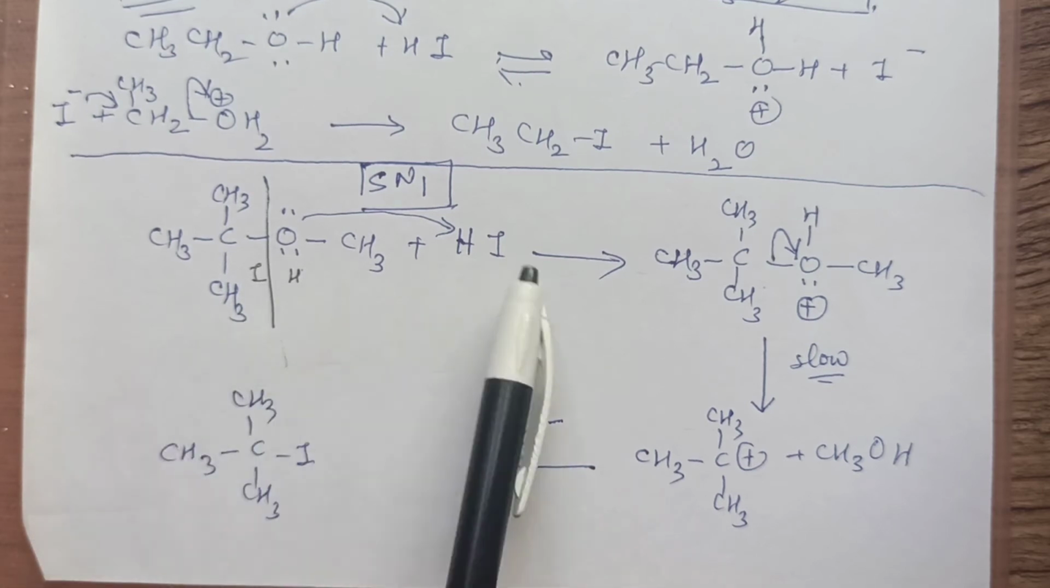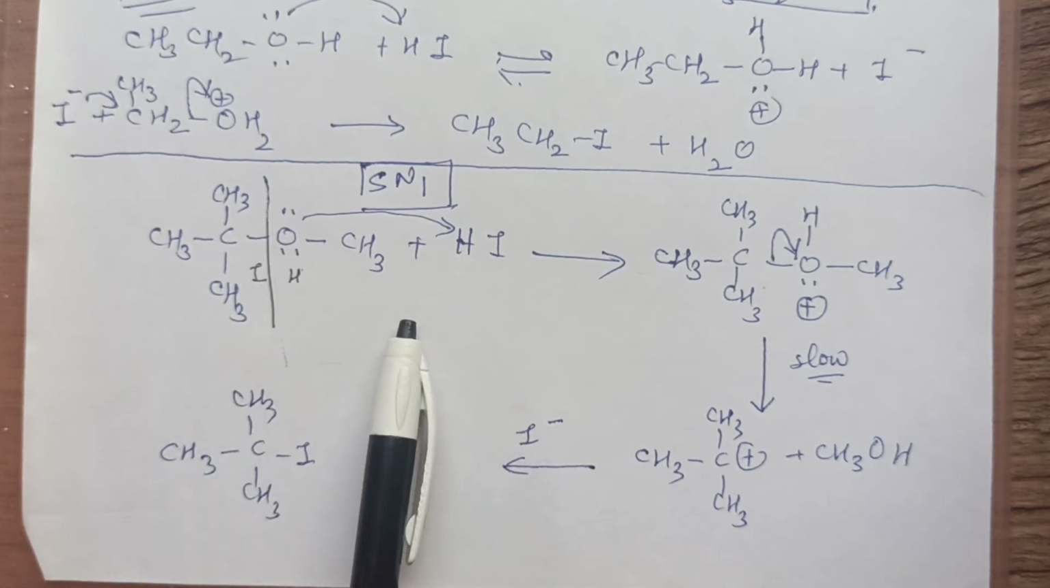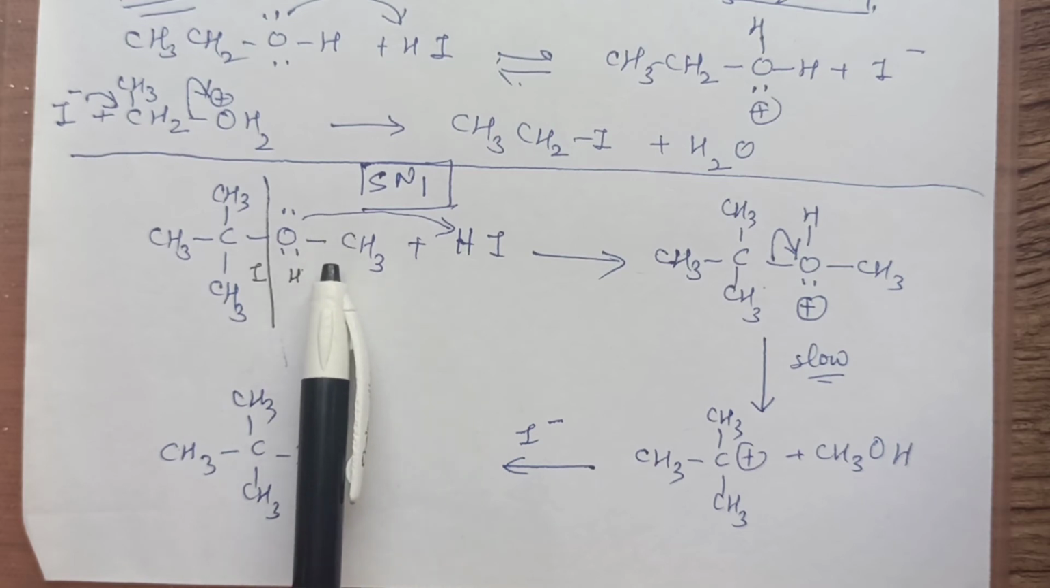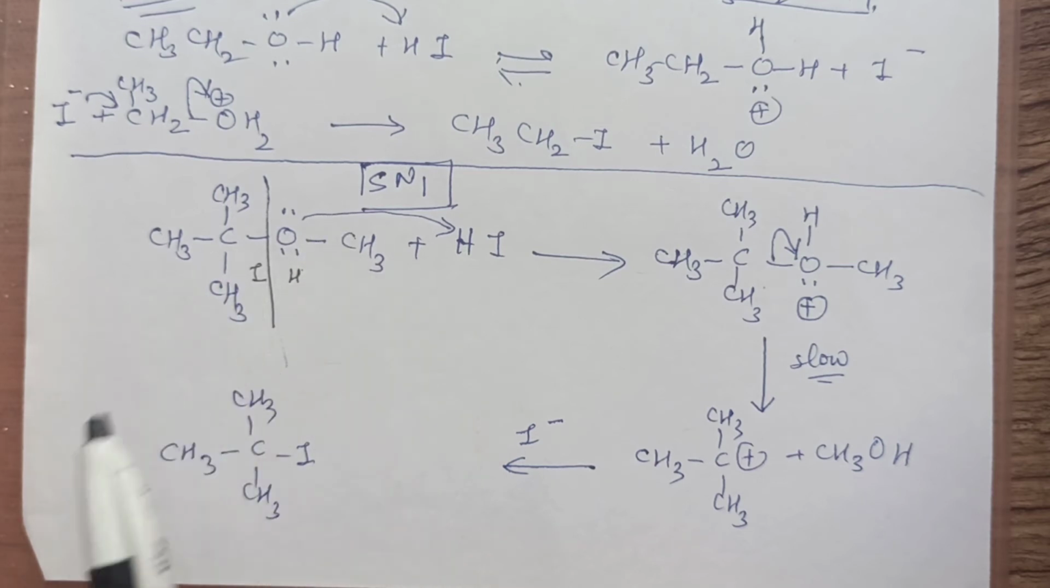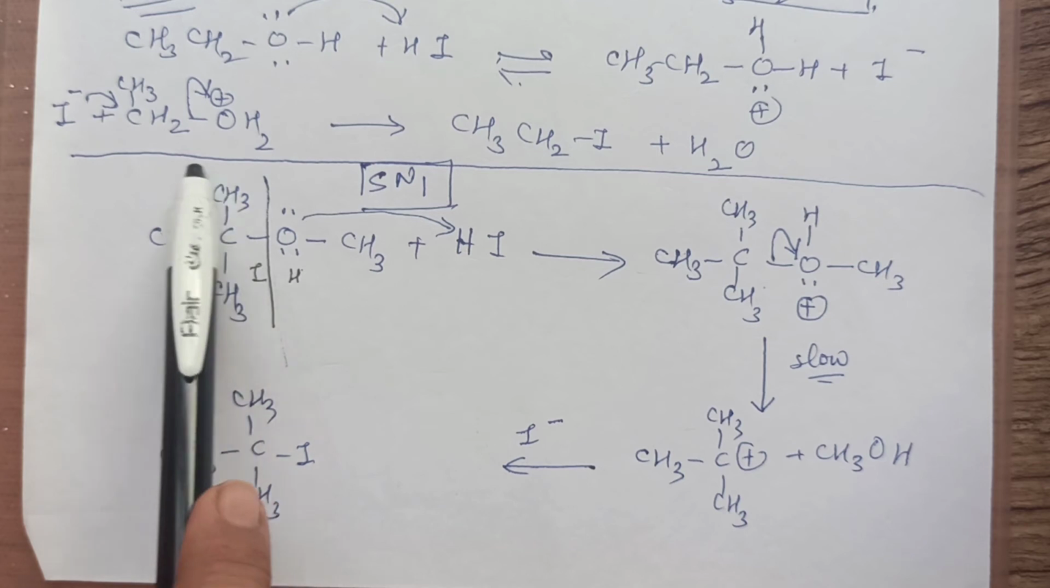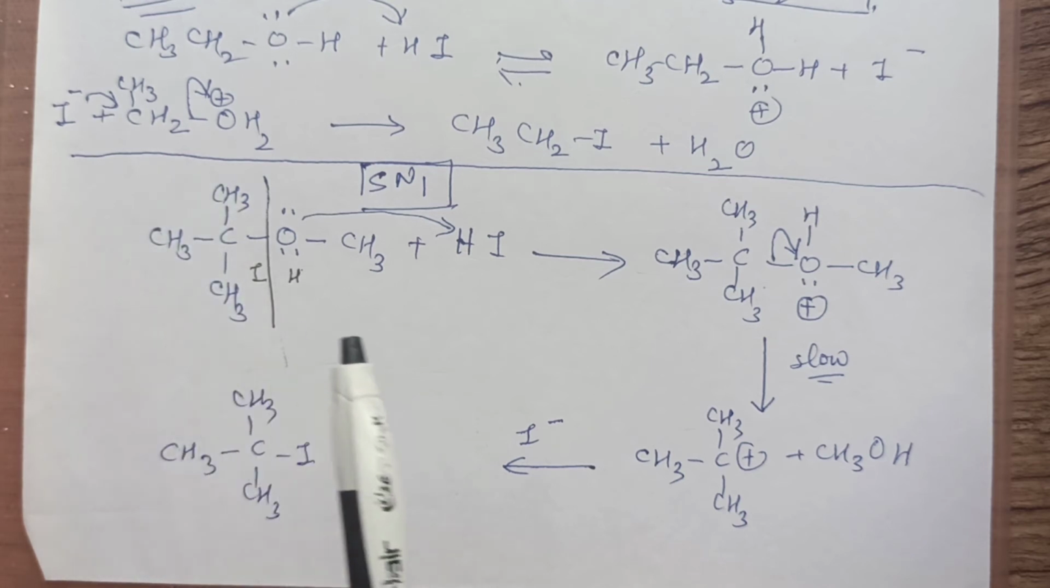If both sides are primary, the less carbon side gets I and the more carbon side gets H. If one side is bulky, then the bulkier side gets I, because it does not follow the SN2 mechanism; in this case it follows the SN1 mechanism.